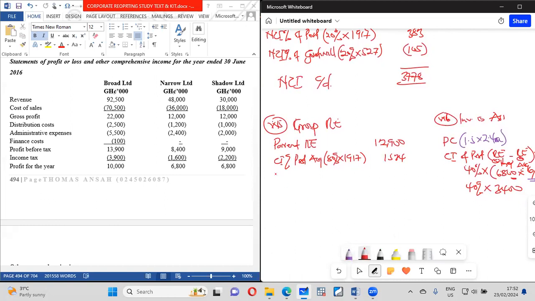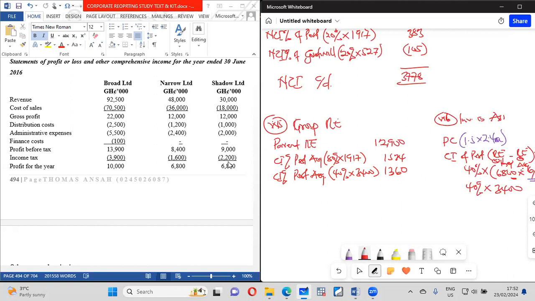So the CI share of post-acquisition. Now it is the associate, which is 40% multiplied by 3,400. That gave us 1,360. The 3,400, don't forget, is the post-acquisition. That is what you go in there and do.